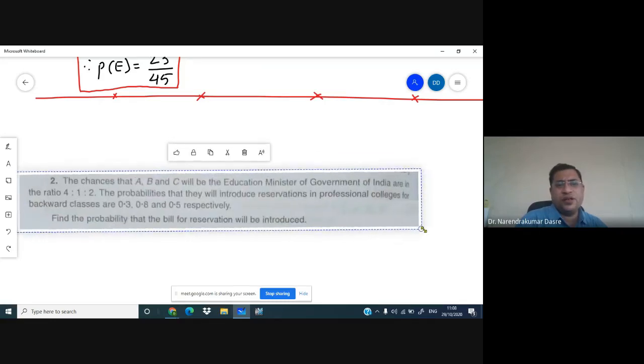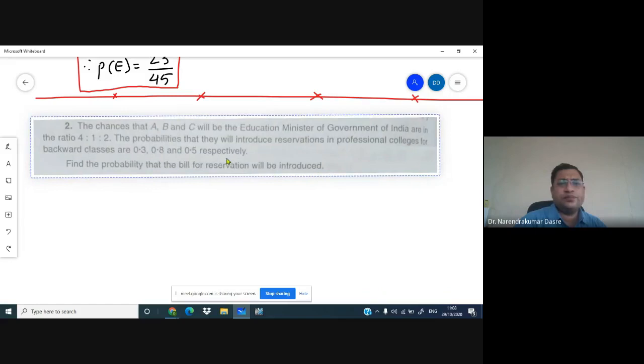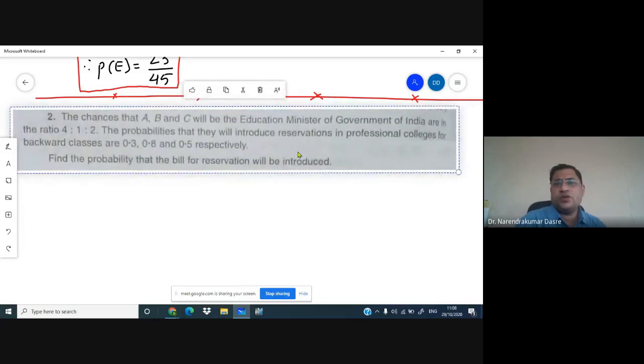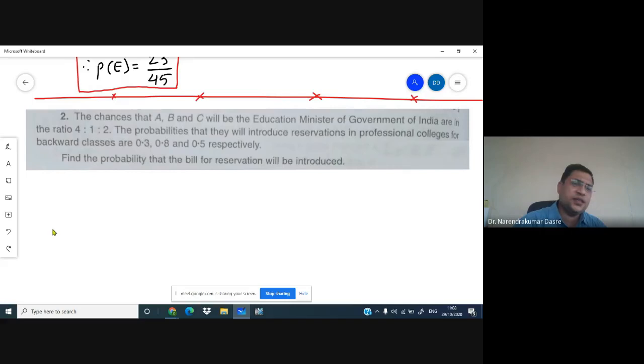Now here I have another example. I hope you are able to see this example. The chances that A, B, and C will be the education minister of the government of India are 4 to 1 to 2. Then the probability that they will introduce reservations in professional colleges for backward classes is 0.3, 0.8, and 0.5 respectively. And we want to find out the probability that the bill will be introduced.